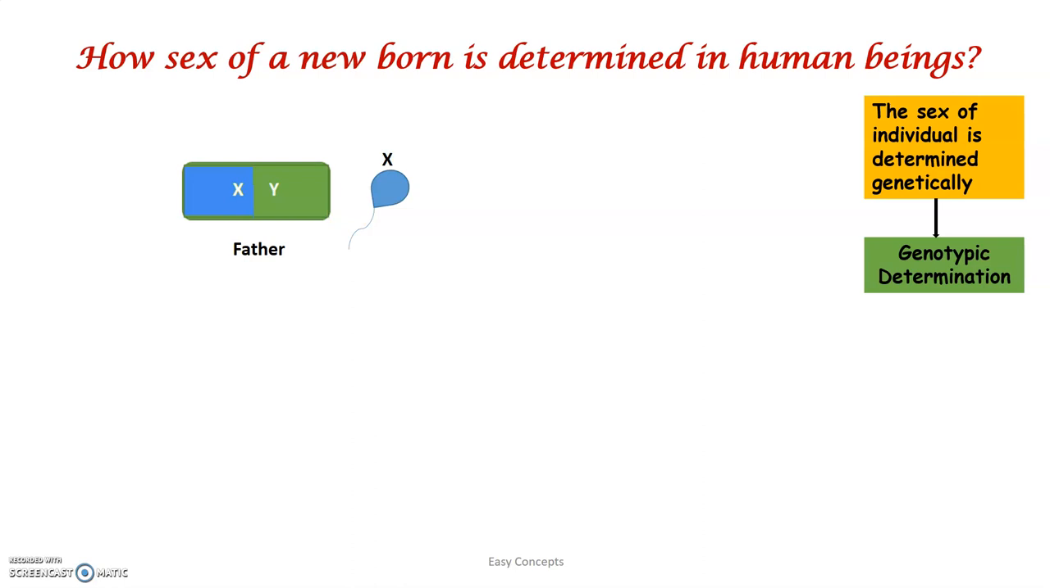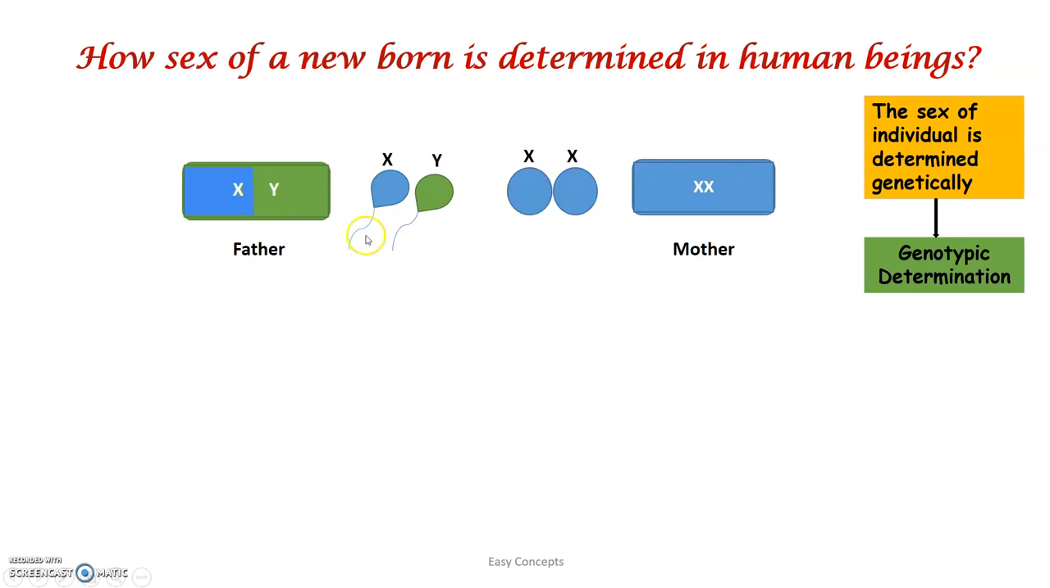I have used different colors so that it will give you a better understanding: the blue sperm cell carries the X chromosome and the green sperm cell carries the Y chromosome. Same for the mother with XX chromosomes, the cells of the mother carry the X chromosome. When the sperm cell fuses with the egg of the mother, fertilization occurs, a zygote is formed, and it is implanted into the uterus.